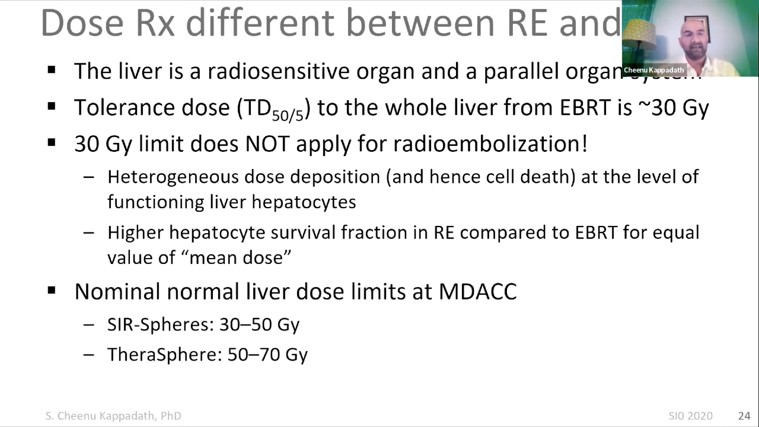So what this implies is when you look at, for example, SIR-Spheres versus TheraSphere, they each have different specific activities. So the normal dose limits for those 2 devices might be quite different. So at our institution, this is kind of our rule of thumb guidance to what the normal liver can handle at the most, okay? So these are things one has to be aware of when we are dealing with dosimetry as well.